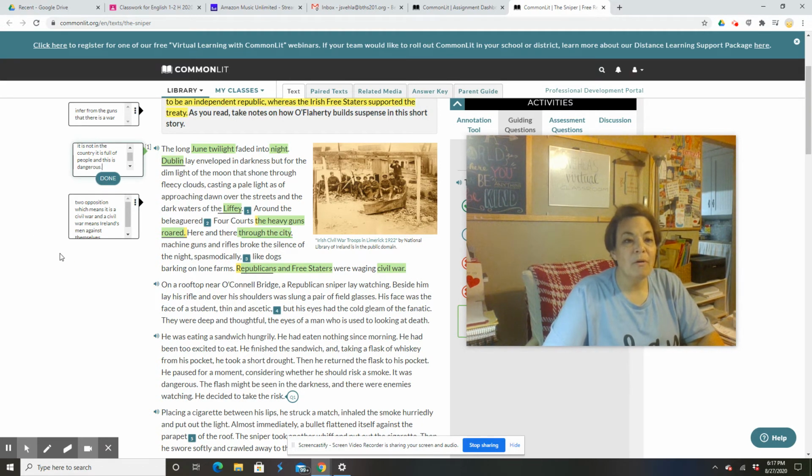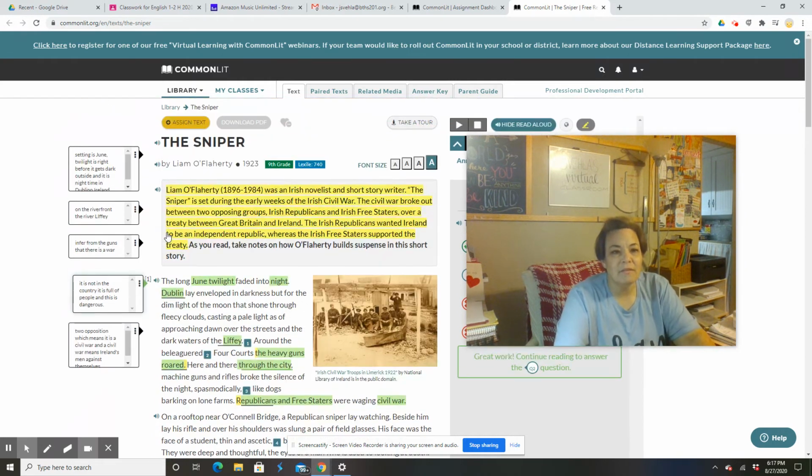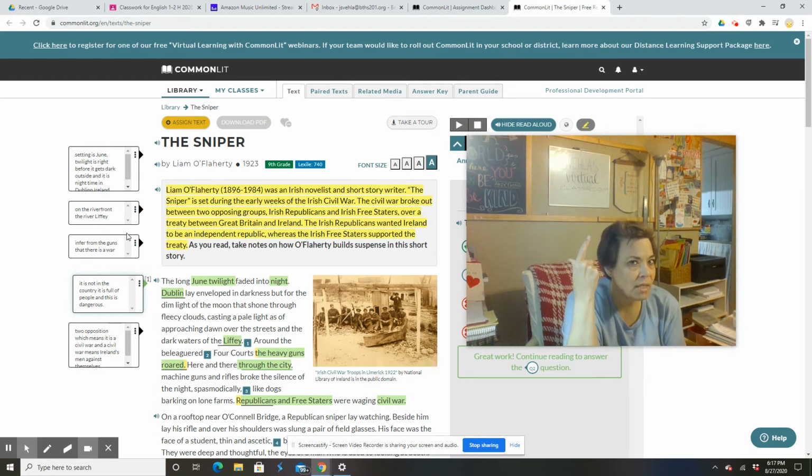So before we even go on, if we look at this, we have several notes that we can take place here that I've taken. And so we know that it's June. We know that it's right before it gets really dark out, that purplish time. We know that it's outside. We know that it's in Dublin, Ireland. We know that it's on the waterfront in the city. And we know that there's a civil war between all of the men of Ireland, one side against others.